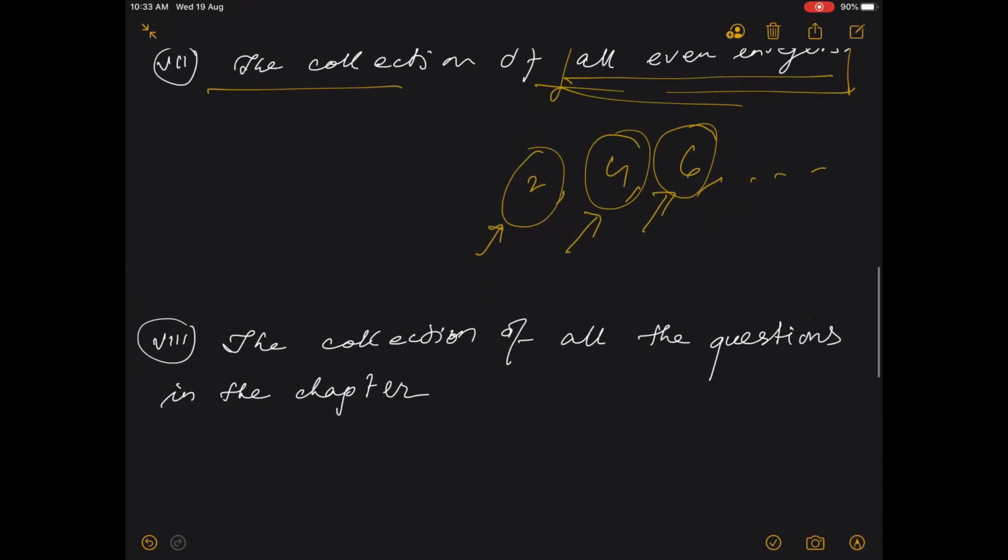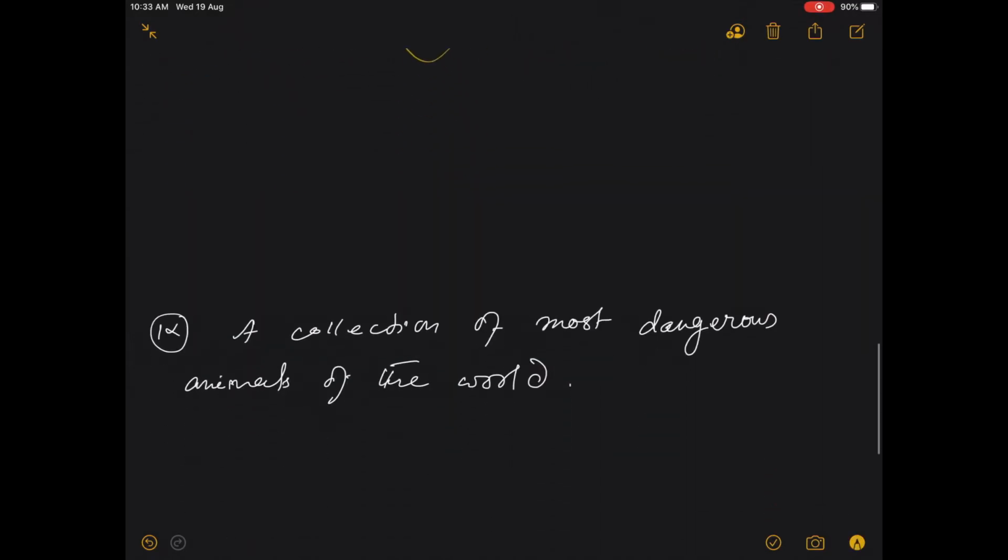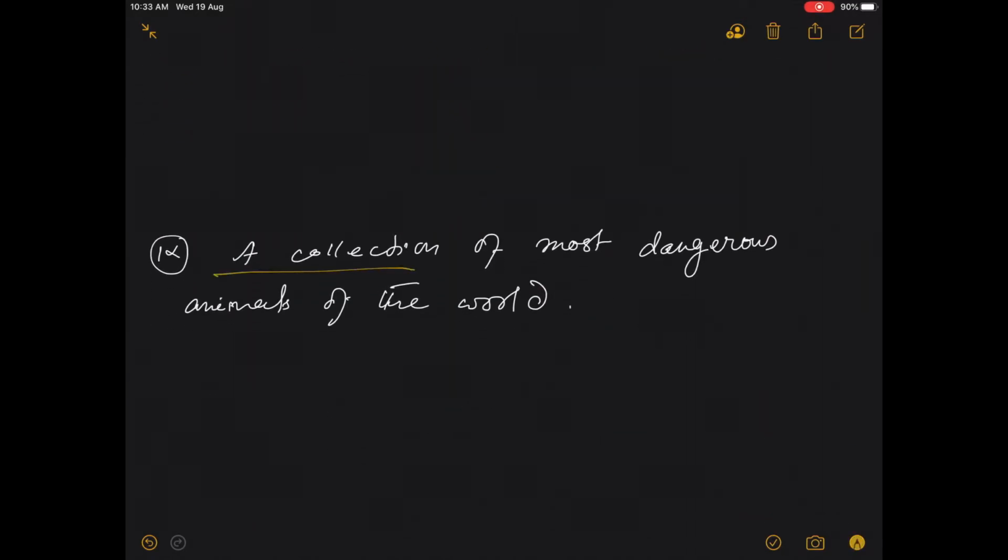So next collection, the collection of all questions in this chapter, the chapter about which we are discussing now. In this chapter there is a certain number of questions, so the set of those questions is also well defined, so this is also a set. Now this is the last collection, a collection of most dangerous animals of the world. I have already told you, when you see most dangerous, best something, or most beautiful, most intelligent like this, it is never well defined. So I hope you have understood this first question.